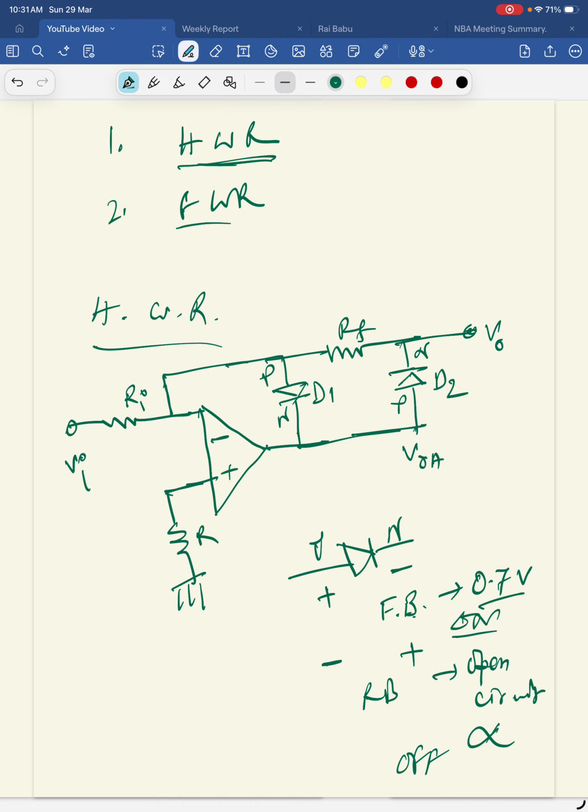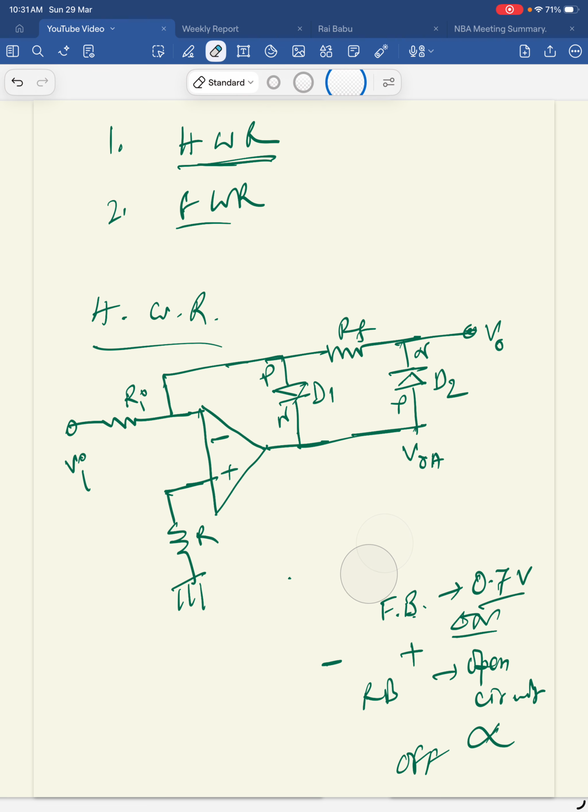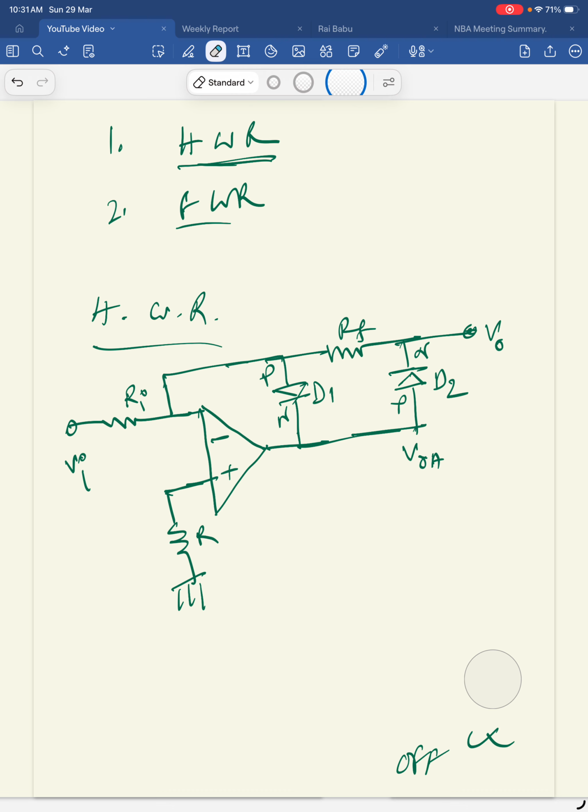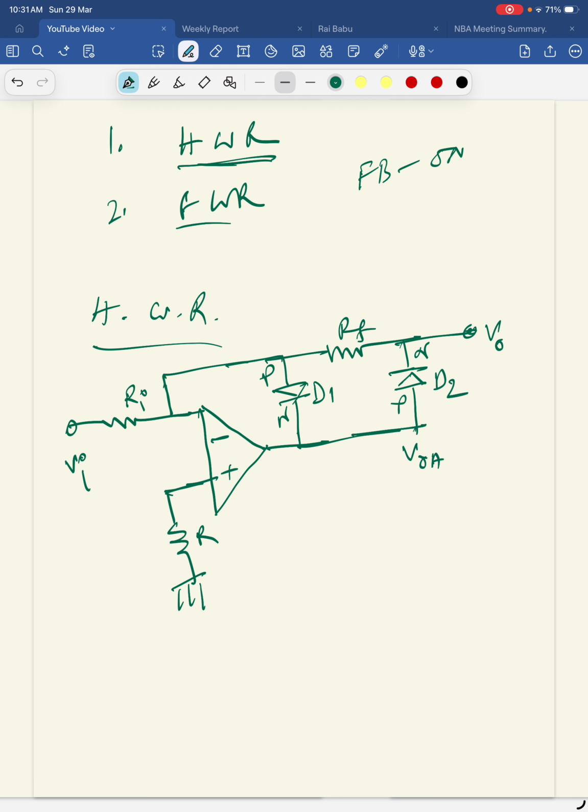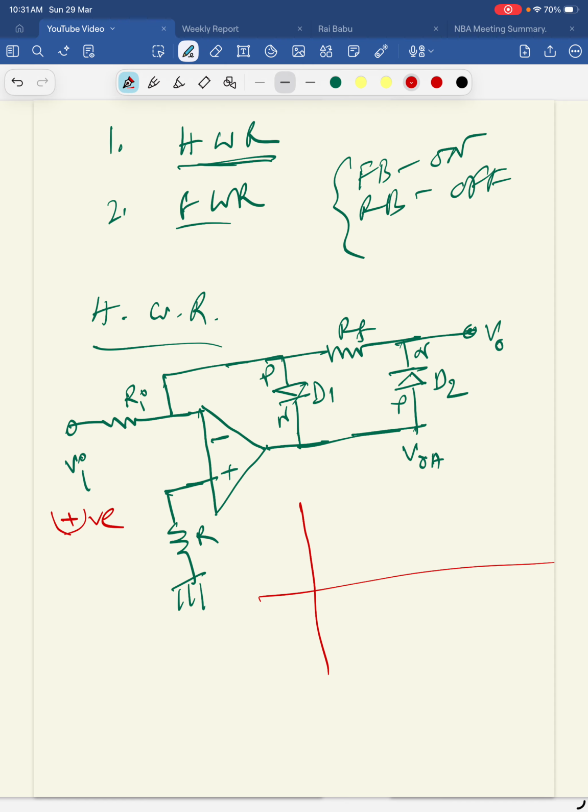I will draw the waveform just to make it clear. What I mentioned is that when the PN junction diode is forward biased, it is in the on state; forward bias is on state, reverse bias is off state. You remember these things. Now let us start the operation. When we give the positive input, like this, this is time, this is Vin or Vi. We are thinking about the positive terminal.